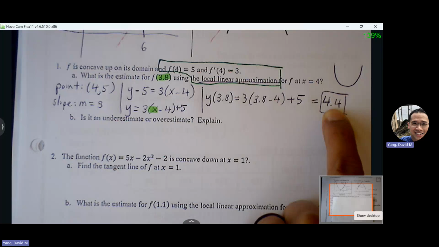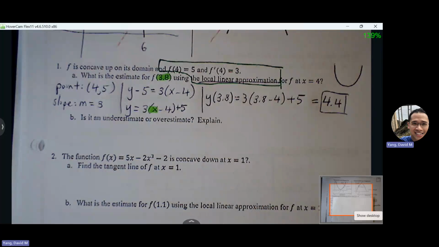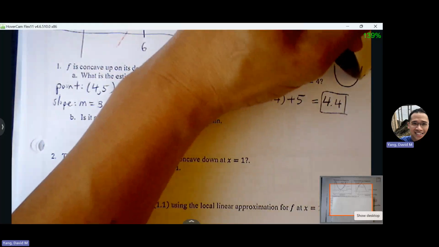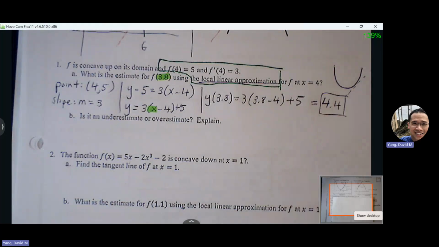y equals 4.4. Now we know that our graph is concave up. So if our graph is concave up, then this approximation is going to have to be what? Underestimation, yeah. That's simply because of the fact that we know our graph is concave up.